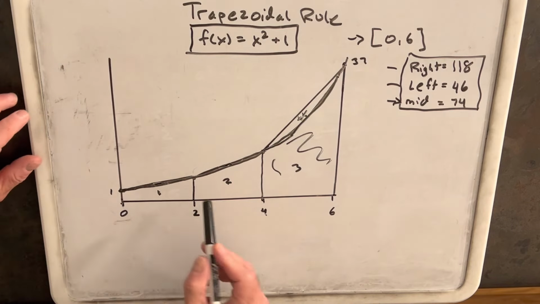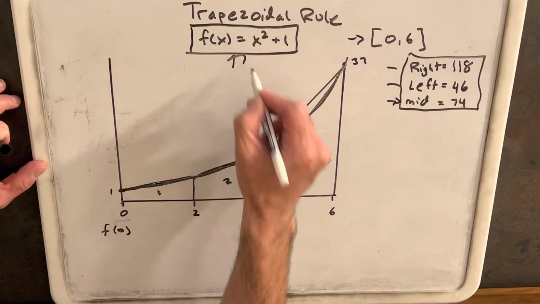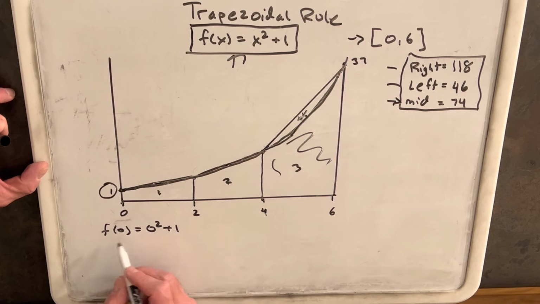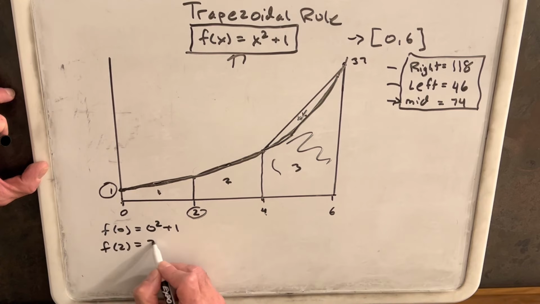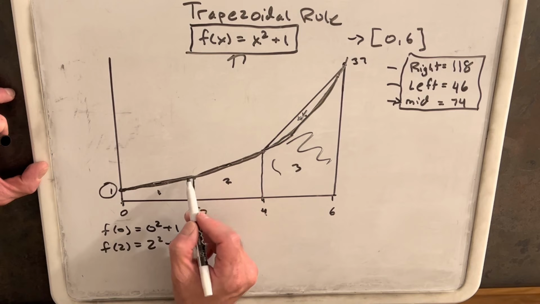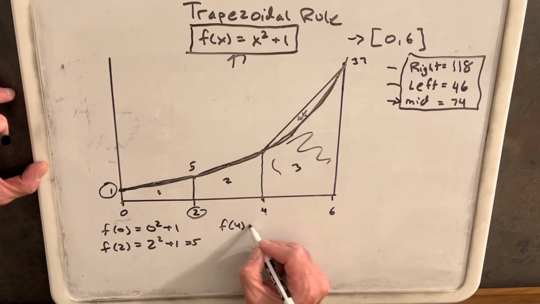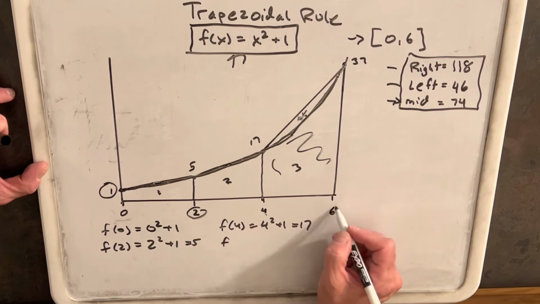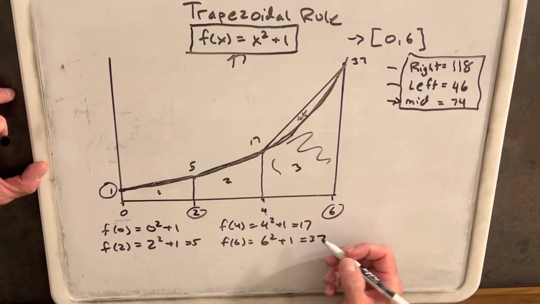We just need the heights of all these points. The height at 0, f of 0, is 0 squared plus 1, so that first height is 1. Let's go through and get all the heights first. At this endpoint, f of 2 is 2 squared plus 1, which equals 5. F of 4 is 4 squared plus 1, which equals 17. And this last one at 6, f of 6 is 6 squared plus 1, which is 37.